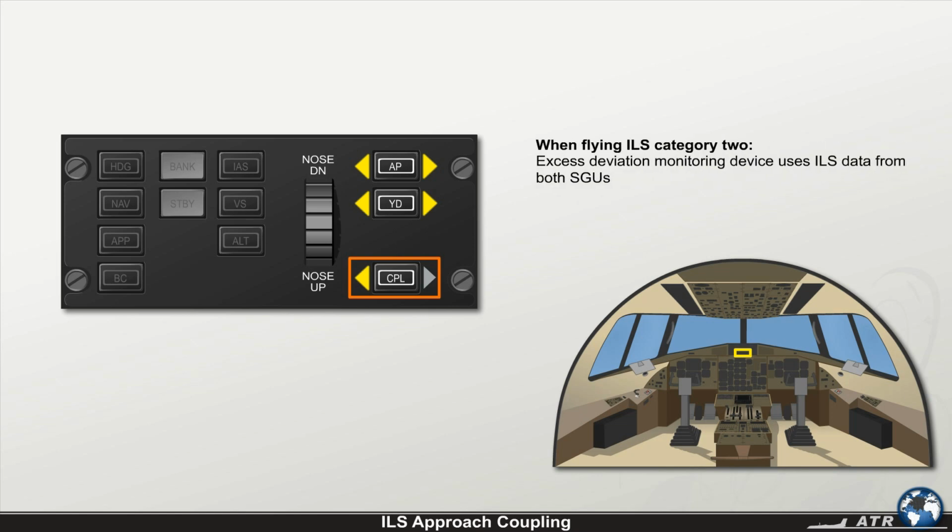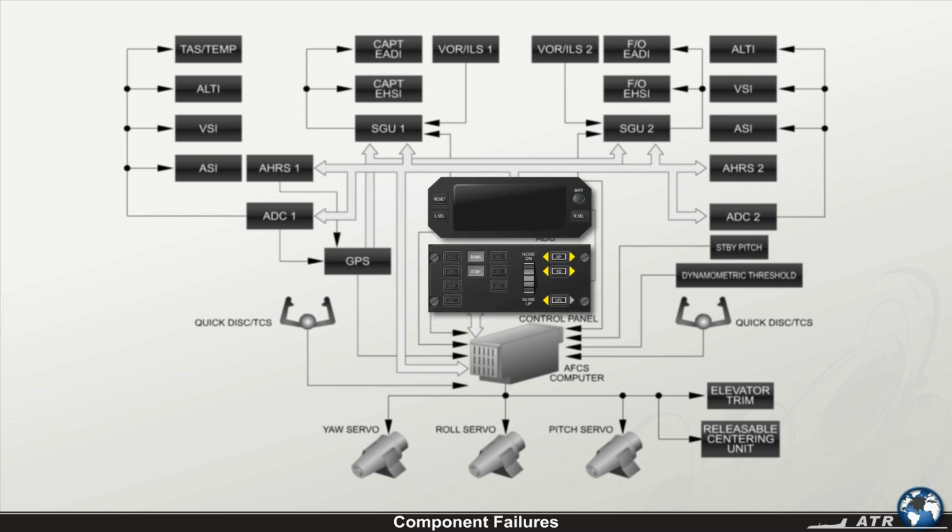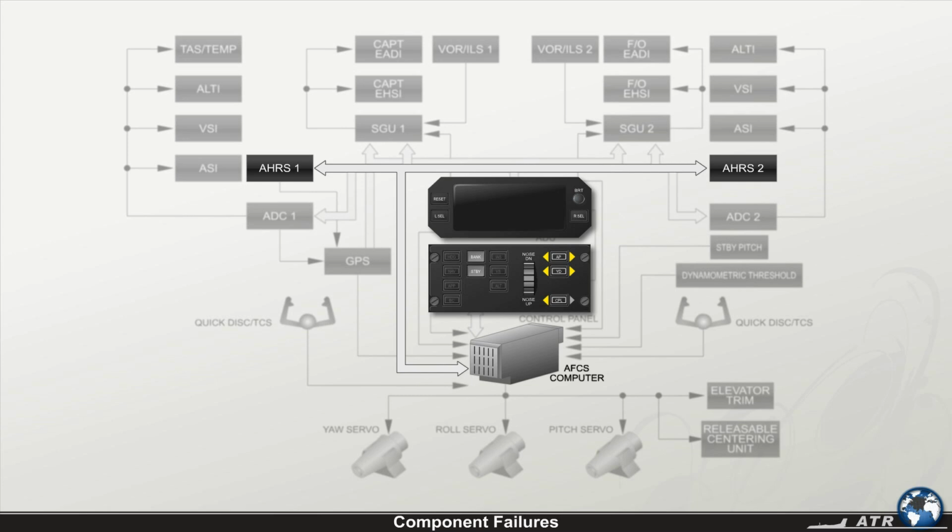When flying an ILS Category 2, the excess deviation monitoring device fitted in the AFCS computer uses ILS data from both SGUs. In response to a component failure, the autopilot will take the following actions. If one sensor used for guidance computation fails, the autopilot can still be coupled to the respective side, but the flight director modes using the invalid sensor cannot be engaged.